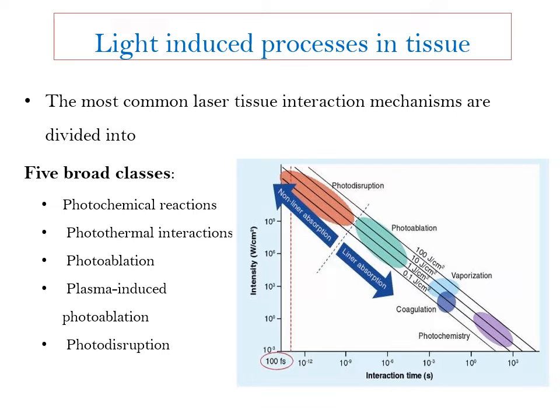A variety of interaction mechanisms may occur when applying laser light to a biological tissue due to specific tissue characteristics as well as laser parameters. The most common laser tissue interaction mechanisms are generally five. That includes the photochemical reaction, photothermal interaction, photoablation, plasma-induced photoablation, and photodisruption. These mechanisms are dependent on the intensity of the laser light as well as the interaction time.